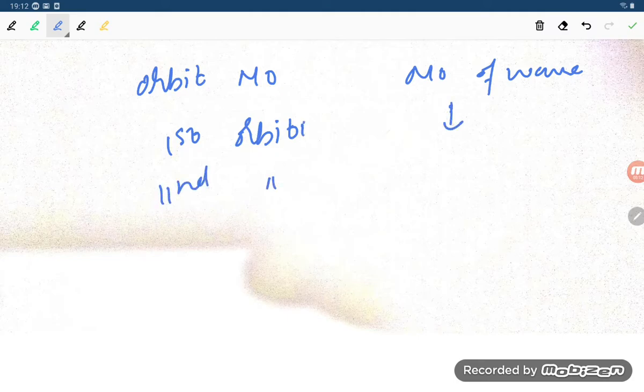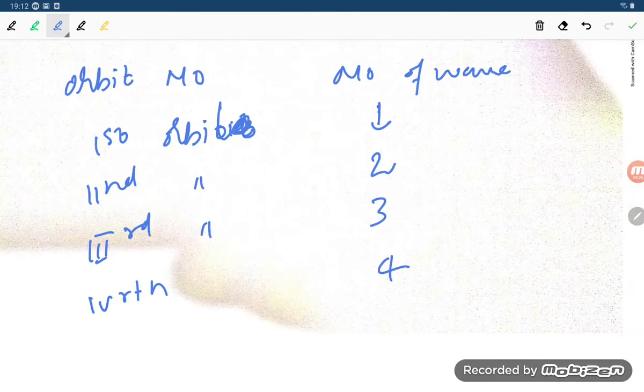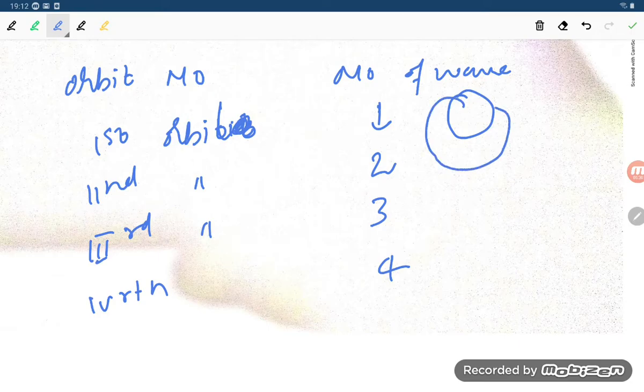Second orbit, if you are going to the second orbit, student, that is 2 waves. If you are going to the third orbit, that is 3 waves. Fourth orbit, so fourth wave. What is the meaning of this, student? This is the circle, so there will be only one wave.